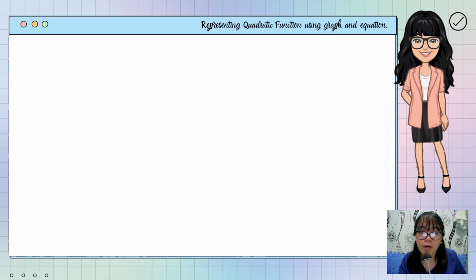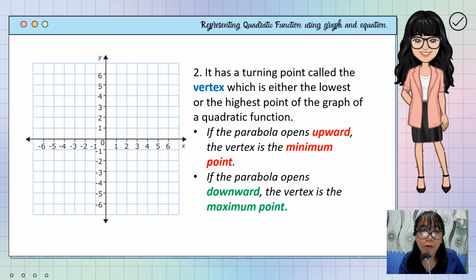A parabola has a turning point called the vertex. It is like a U-turn in our figure. The vertex can either be the lowest or the highest point of the graph of a quadratic function. If the parabola opens upward, the vertex is the minimum point. Notice that our parabola has arrows, which means it is continuous. It goes up and up, and we don't know where it ends, and the same on the other side.